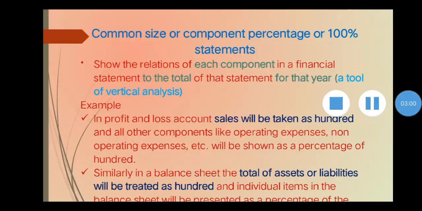So in a common size income statement, sales will be 100%. And in case of a common size balance sheet, the total of the common size balance sheet will be 100. If you add all the common size percentages of the balance sheet, you will get a total of 100. Total assets will be 100, total liabilities will be 100. That is why it is called 100% statement or common size statements. Clear now? Now we can move to a problem.